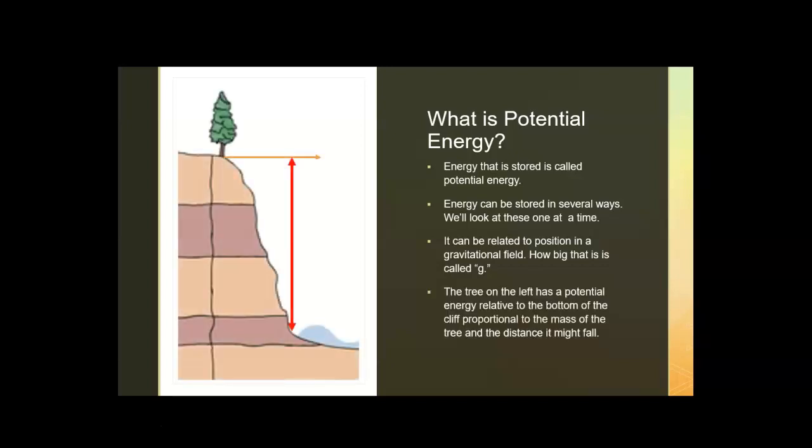The tree on the left, perched on top of a cliff, has a potential energy relative to the bottom of the cliff, and it's proportional to the mass of the tree. The bigger the tree, the higher the energy, and the distance it might fall. Here we have the mass of the tree as m and the height as h, and the energy here is the mass times the little g times the height.